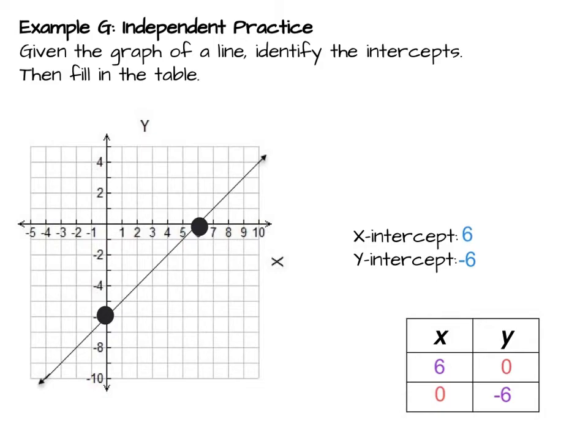How'd you guys do? So the x-intercept was positive 6, that's where the line is crossing the x-axis, and the y-intercept was negative 6, that's where the line is crossing the y-axis. So once we have our x and y-intercept, we can fill in our table, so your table should look like mine.